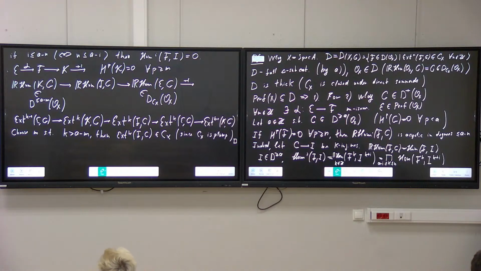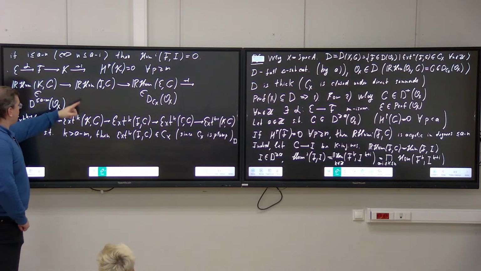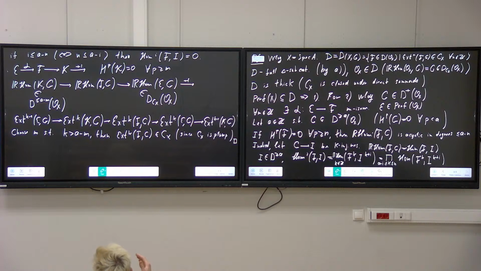Condition that Cx is plumb. If we take M to be larger than n plus 1, then R Hom Kj lies in degrees lesser than A minus M. R Hom Fj lies in degrees upper than A minus M. This last sentence, R Hom Fj lies in degrees upper than A minus M, so larger than A minus M.